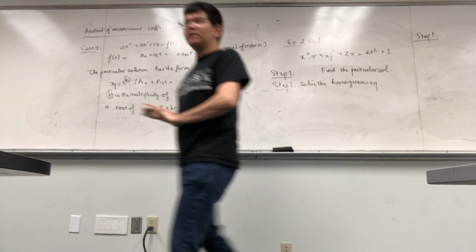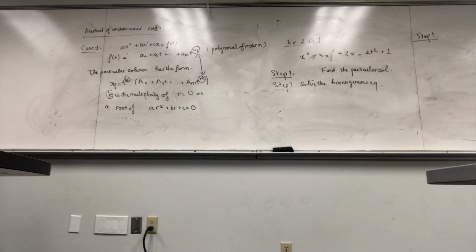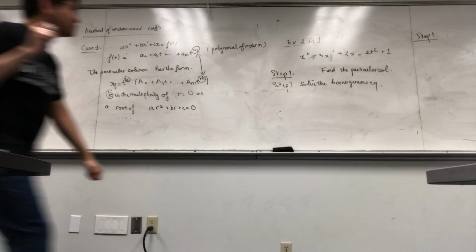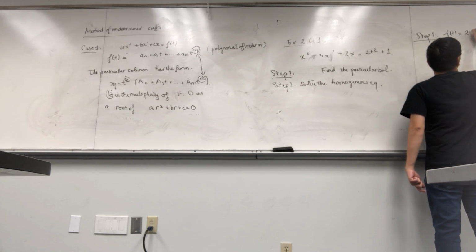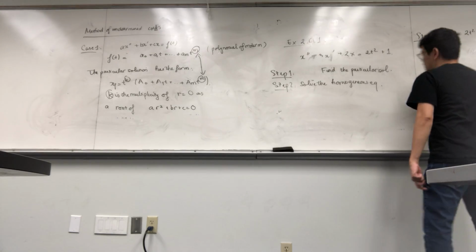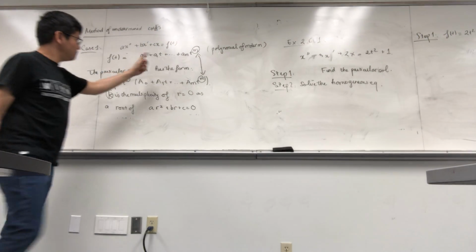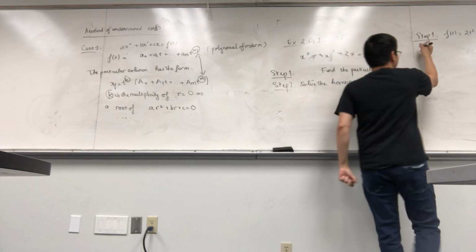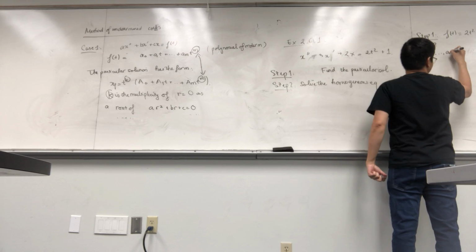So step number 1, what is the f(t) in this formula, in that special case? f(t) is 2t squared plus 1. So f(t) will be 2t squared plus 1. Now I want to know what is the m and a0 to am.